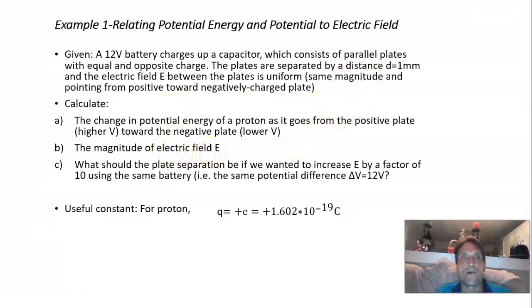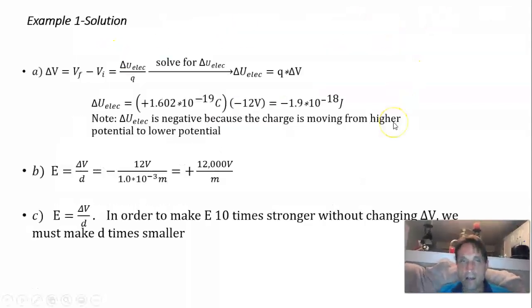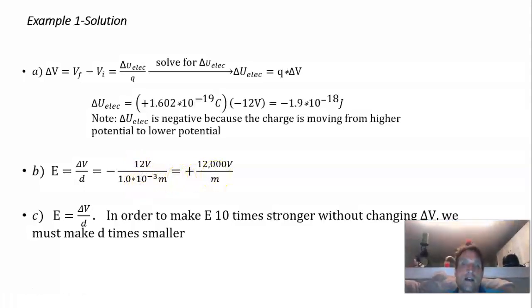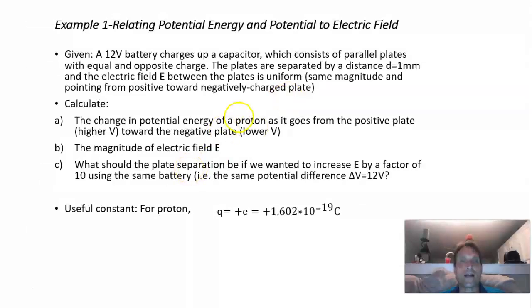Okay, well, remember delta V is ED, and we know delta V is 12 volts, and we know that D is 1 millimeter. So that means that the electric field strength is 12 volts divided by 1 millimeter, which is 12,000 volts per meter. In other words, for every 1 meter in the electric field strength, the voltage would change by 12,000 volts. Okay. So now suppose you have this 12-volt battery and we want to make the field 10 times bigger. Okay. How can we do it?